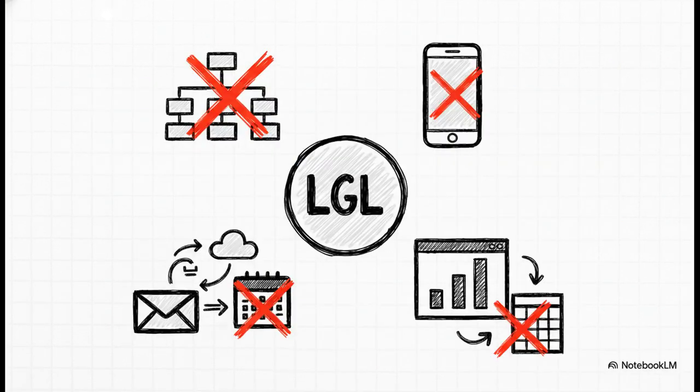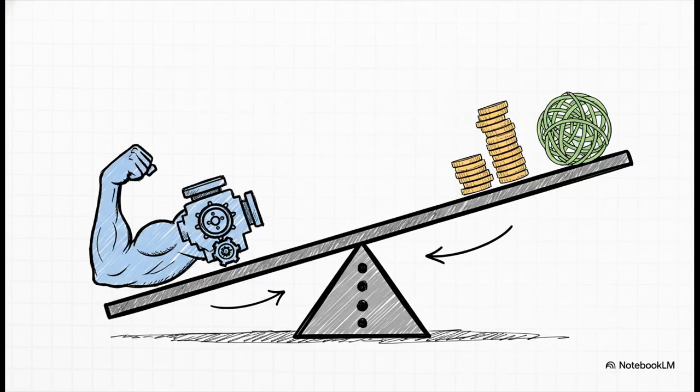So look, LGL is a fantastic donor CRM, but it is not a full-blown association management system, or AMS. And that means if you've got complex member dues, or you need a member self-service portal, or you want sophisticated marketing automation, you're going to hit a wall. And for some, the lack of a native mobile app can be a real deal-breaker, especially for teams who need access at events.